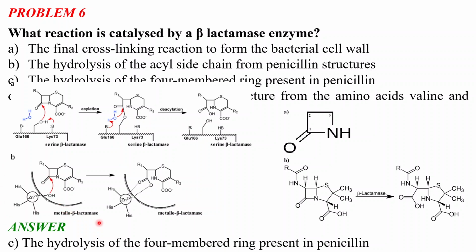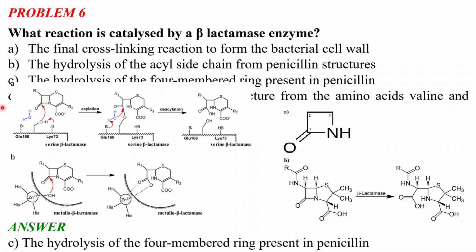In case of metallo beta lactamase, we have a zinc. This zinc-bound hydroxyl group acts as the nucleophile and attacks the carbonyl carbon of the beta lactam ring. This is the active site structure, and this zinc is bound with 3 histidine residues. So remember, in metallo beta lactamase, the zinc is the center of the active site, bound to 3 histidine residues, and we have a hydroxyl which acts as a nucleophile.